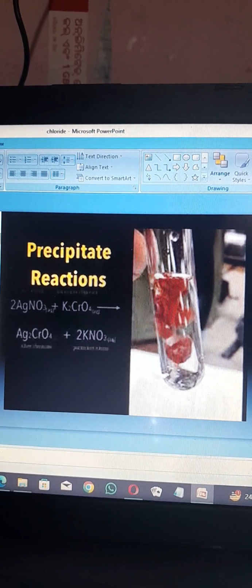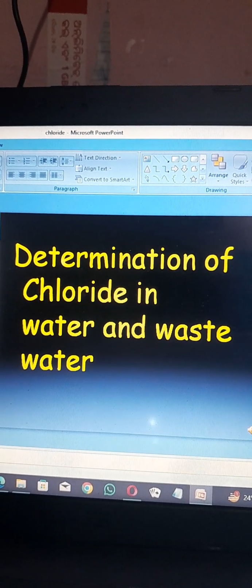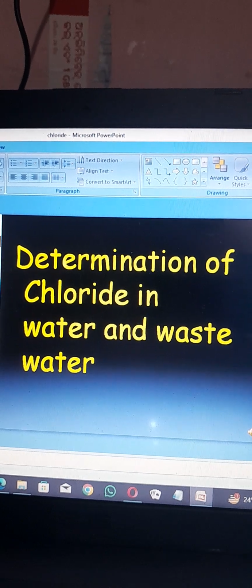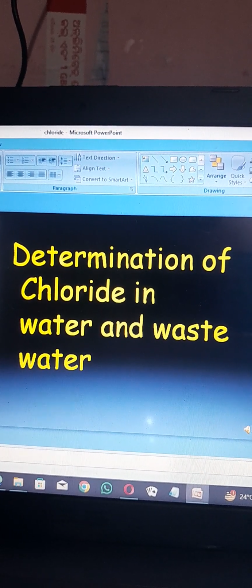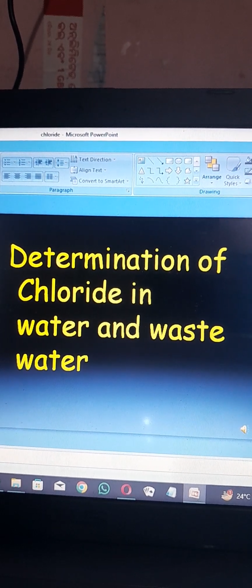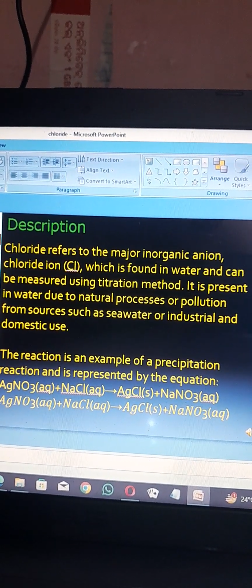So today's topic is determination of chloride in water and wastewater. Without delay, let's start the topic. Determination of chloride in water and wastewater. First comes its description.